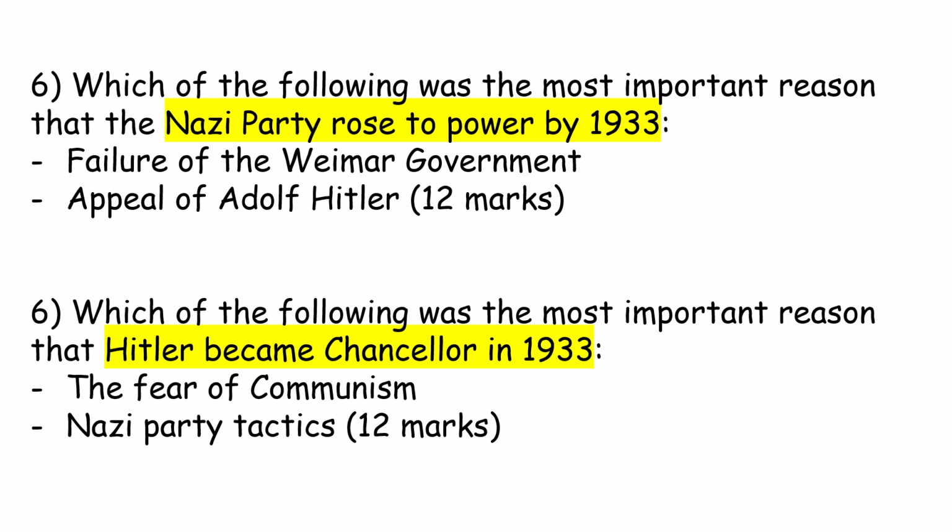Top marks, so anything above 9 out of 12, will go to people that can link them together. So for that first question, you can talk about how the failure of the government made Hitler more appealing. So the failure of the government to deal with the economic problems like the Great Depression meant that middle classes found Hitler quite appealing because he was offering solutions. The second one, the fear of communism and Nazi party tactics, you could talk about how communism was feared by certain groups. The Nazis, using the SA and using propaganda to attack the communists, won the votes of those groups that were fearful of communism, such as farmers, big business, German Christians, for example.